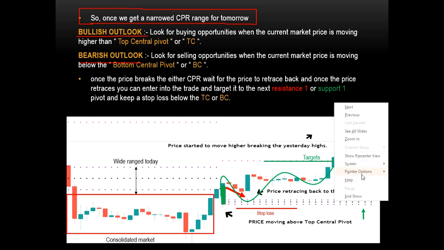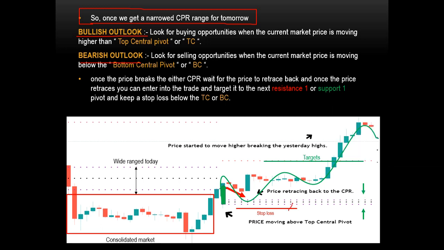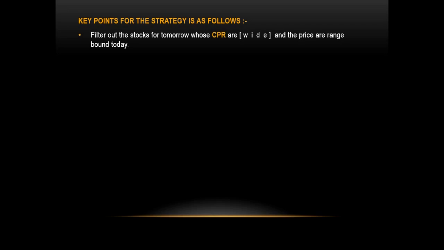Rule number 3. Trail your stop losses slowly and bring it to break even once the current market price crosses your 1 to 1 risk reward ratio. These are a set of conditions and rules to be followed in this strategy using CPR. Let's quickly recap all the rules and conditions for this strategy.